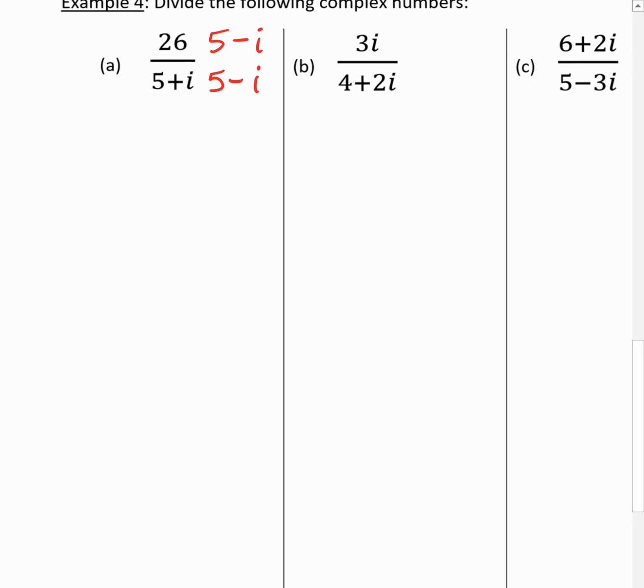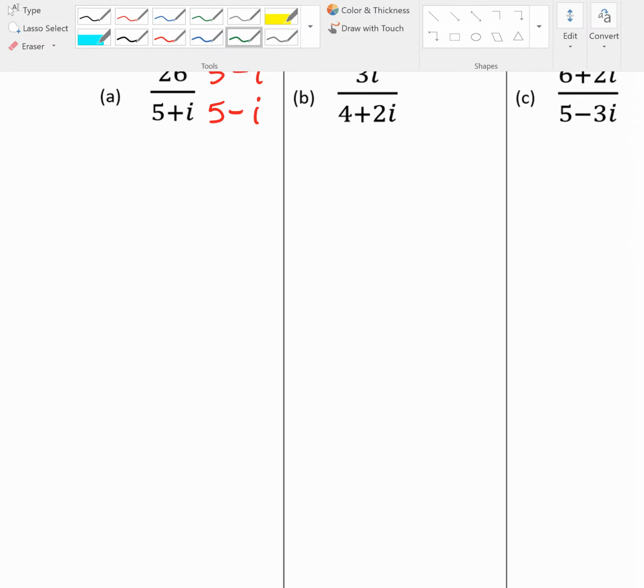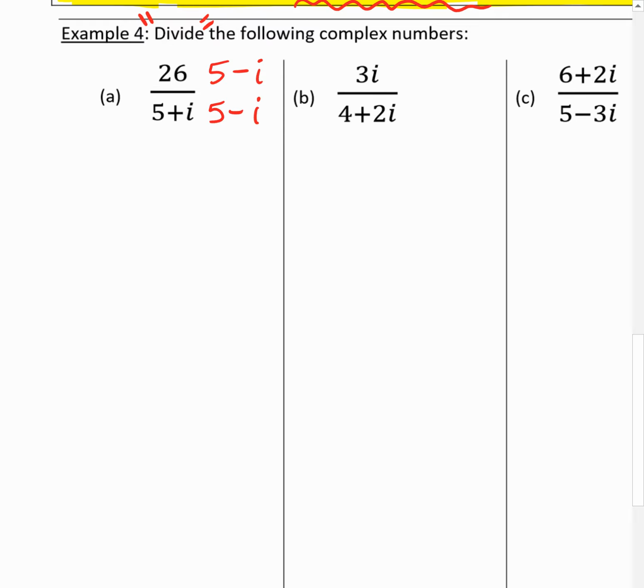So really the trick for these problems is trying to memorize, when they say divide, they don't really mean divide, they mean multiply by the conjugate. So I'm going to rewrite it just to be careful. In the numerator, I'm multiplying 26 by 5 minus i. The denominator, I have 5 plus i times 5 minus i.